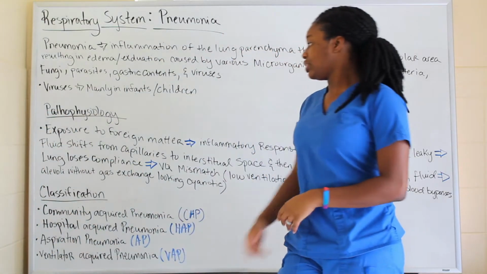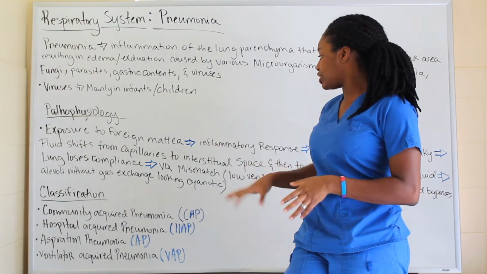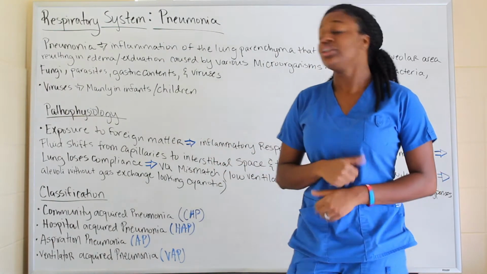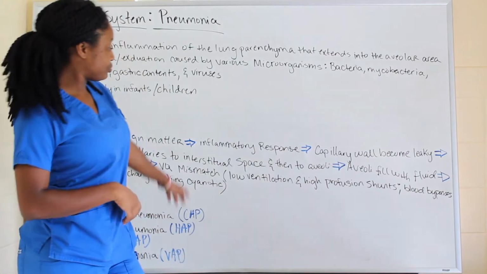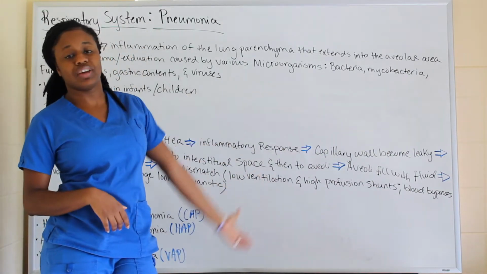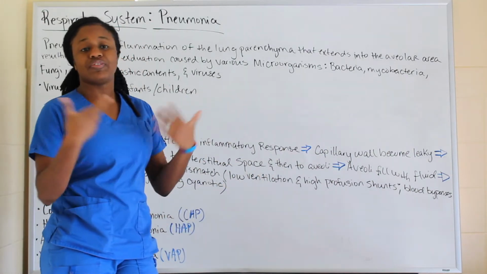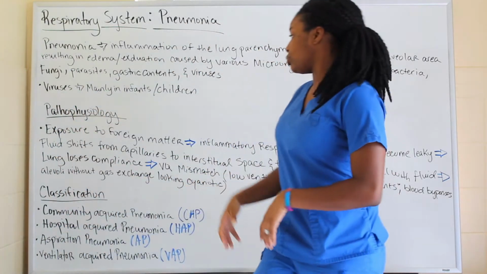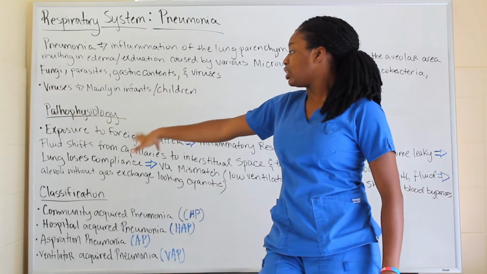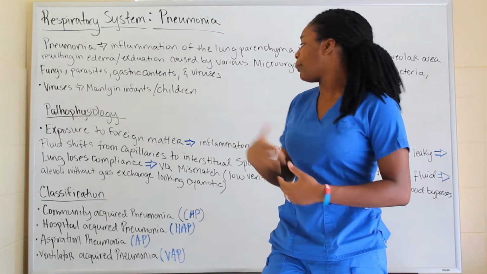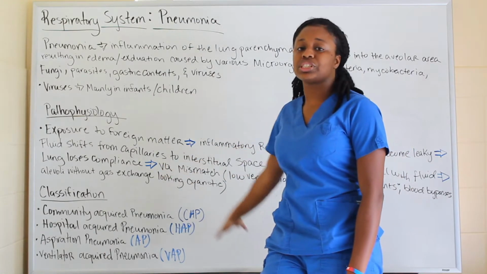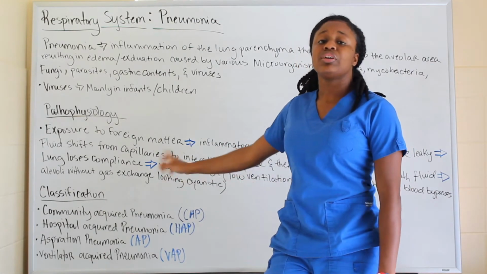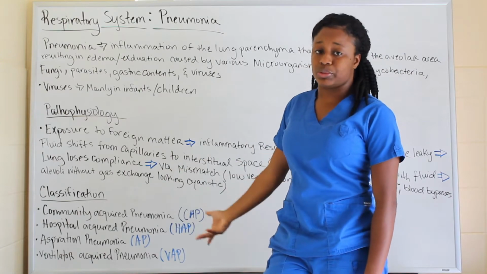The capillary walls then begin to leak. When they do leak, the fluid shifts from the capillaries to the interstitial space. All right? From then, it also shifts to the alveoli. The alveoli then fill with the fluid. After it's filled with the fluid, the lung loses compliance, okay? And pretty much what happens is it's a VQ mismatch. And VQ just pretty much means ventilation-perfusion mismatch, okay?